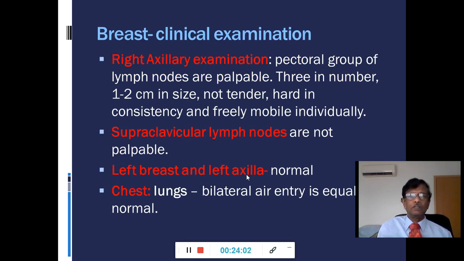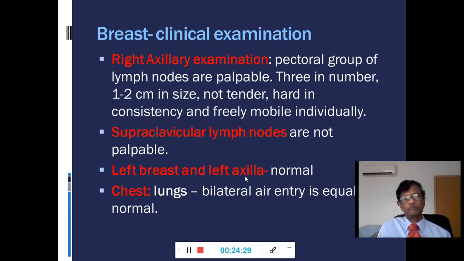The next examination. Please continue with the examination. Right axillary examination. Pectoral group of lymph nodes are palpable, 3 in number, 1 to 2 centimeters in size, not tender, hard in consistency, and freely mobile individually. Supraclavicular lymph nodes are not palpable. Left breast and left axilla normal.